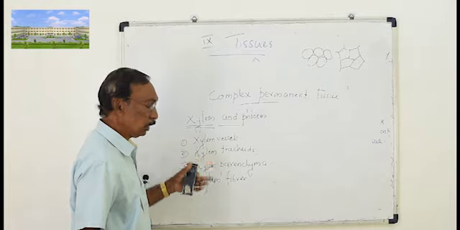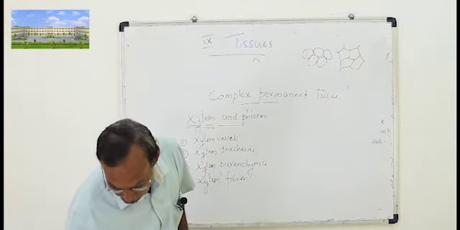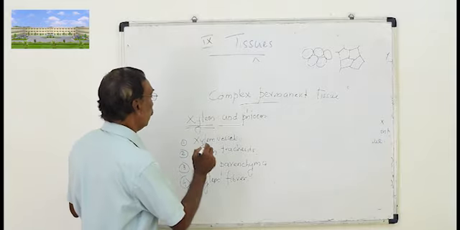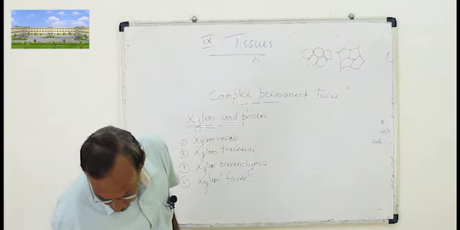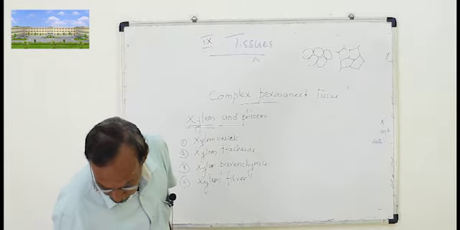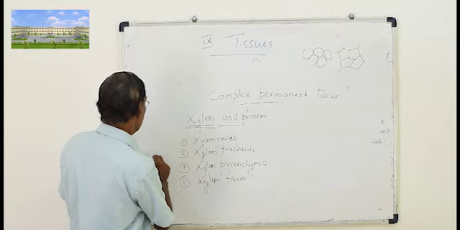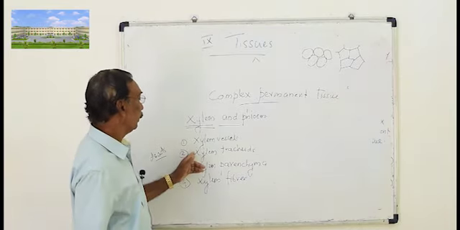So these are the four different types of cells present in xylem, and you can see xylem has very thick walls. The walls of xylem are very thick, and the cells, except xylem parenchyma, are dead cells, meaning they are not living cells.